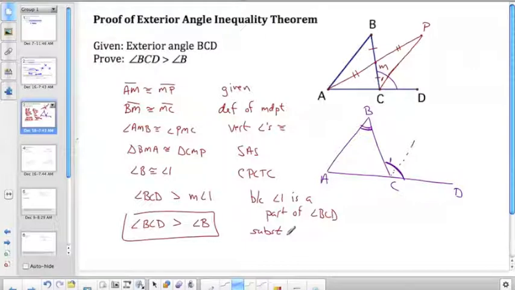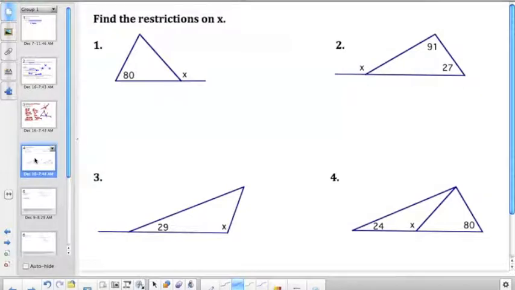Now again, this is not a proof that you'd be expected to do on your own, but you should understand where it came from. And what we're doing is we are proving the exterior angle inequality theorem. So now that we've proven it, we can use it as is necessary. And here's where you're going to use it. So here's a few examples if you go to the next page of your notes.